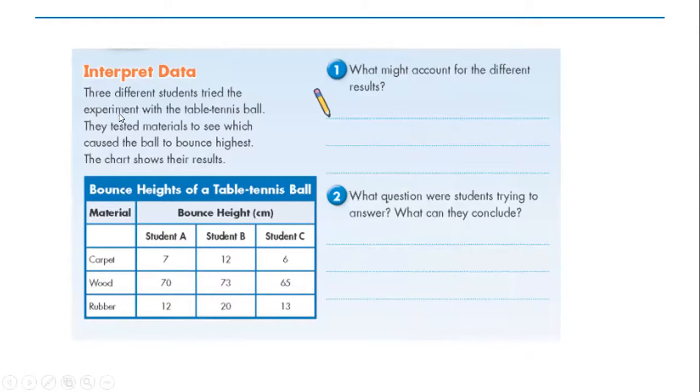Now here, three students tried the experiment with a table tennis ball. They tested materials to see which caused the ball to bounce highest. The chart shows it below. What might account for the different results? Students may have pushed the ball instead of dropping it.